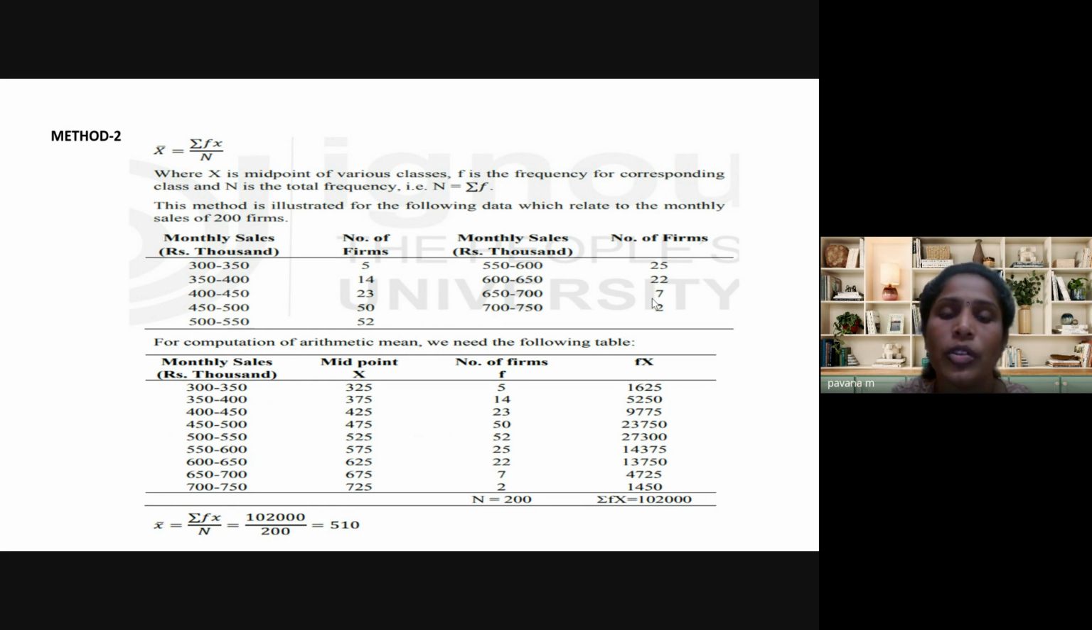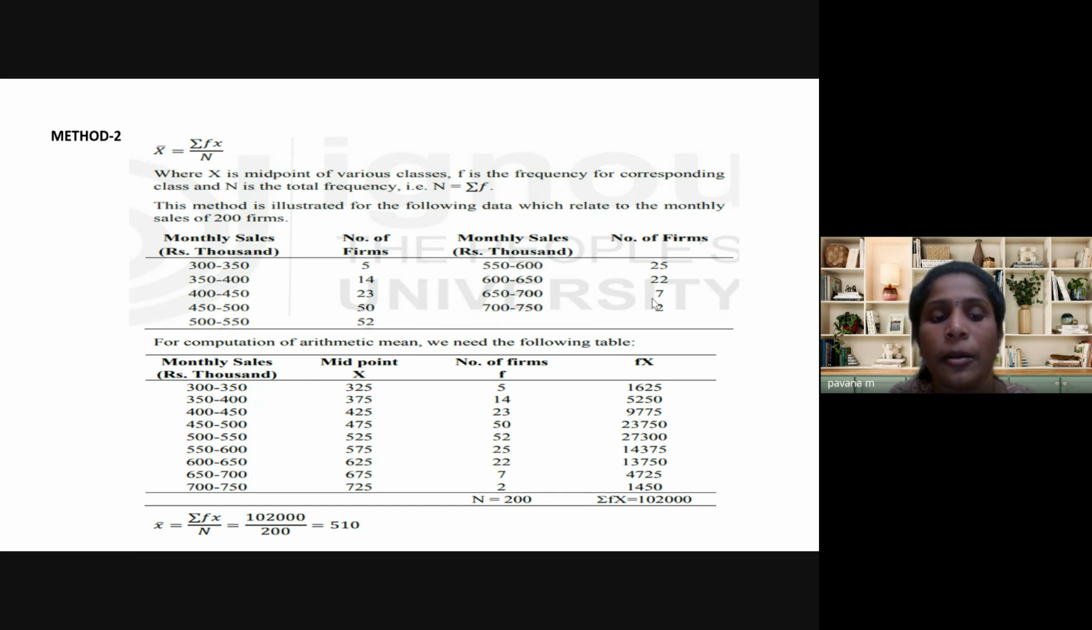For example, just see this particular problem. Here they have mentioned monthly sales and number of firms. Monthly sales 300 to 350, 350 to 400 is 14, 400 to 450 is 23, 450 to 500, 500 to 550 is 52, 550 to 600 number of firms is 25. 600 to 650 number of firms is 22, 650 to 700 is 7, and 700 to 750 frequency, or number of firms, is 2. This is the data given.